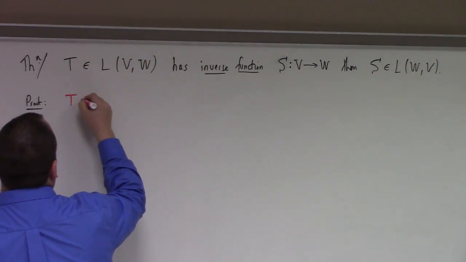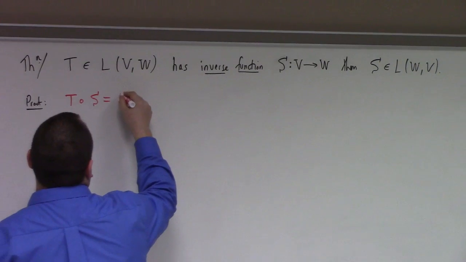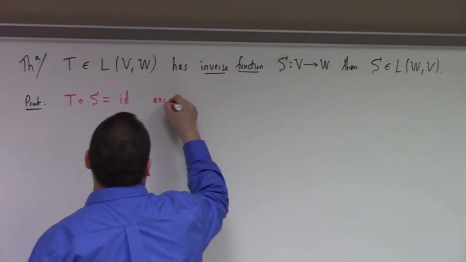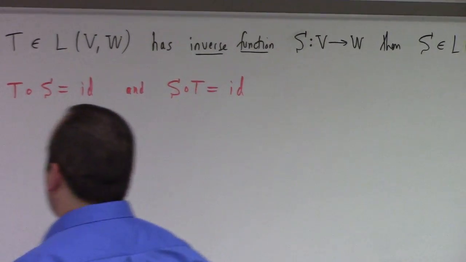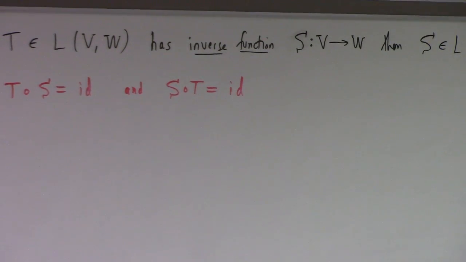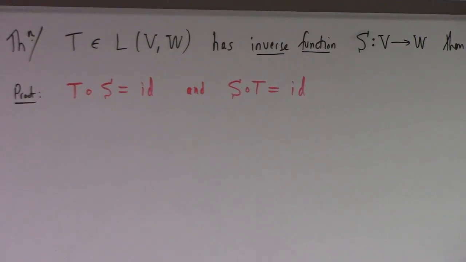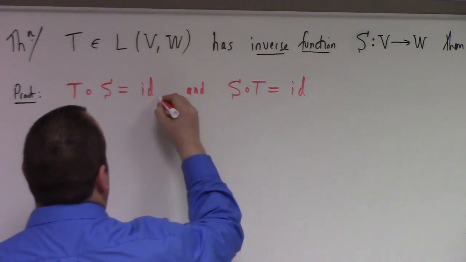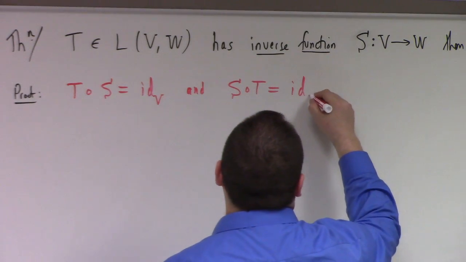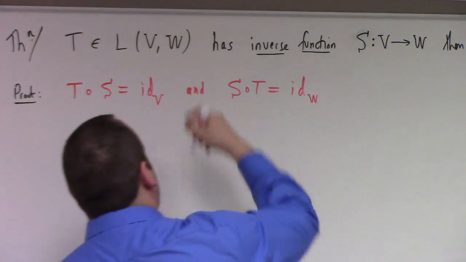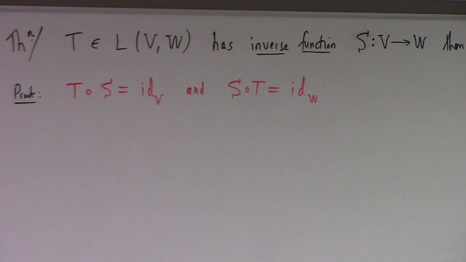We have T composed with S is the identity, and we also have that S composed with T is the identity. But the identity on what and what? Well, S goes from where to where? S goes from V to W, right? So this is the identity on the vector space V, whereas this one would be the identity on the vector space W. It should go without saying, by the way, that I'm assuming V and W, again, are vector spaces over a field F. So I have these two things to work with, all right?